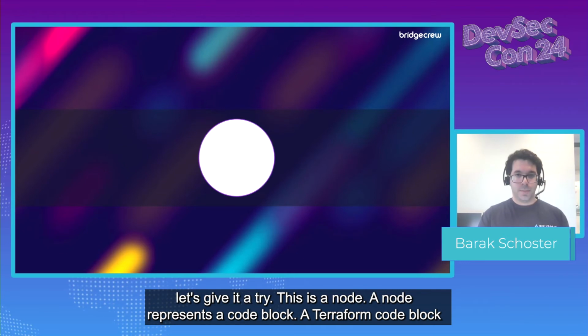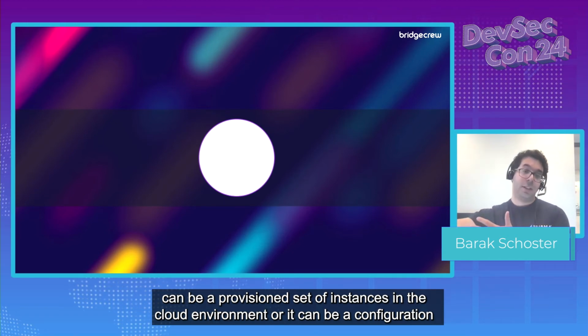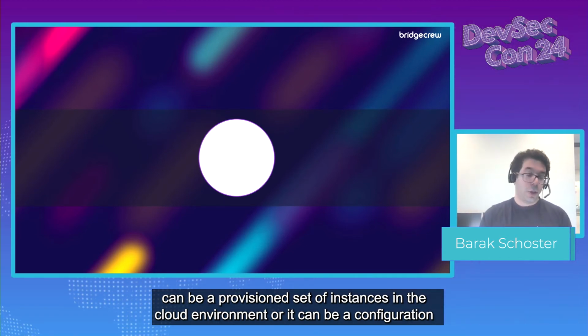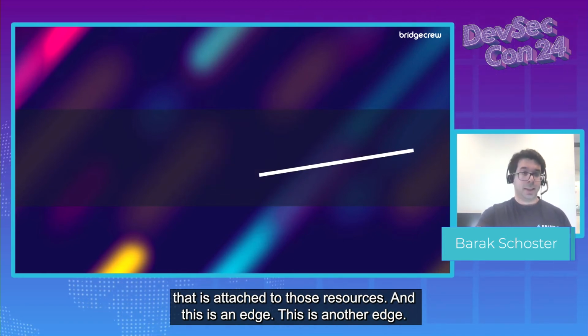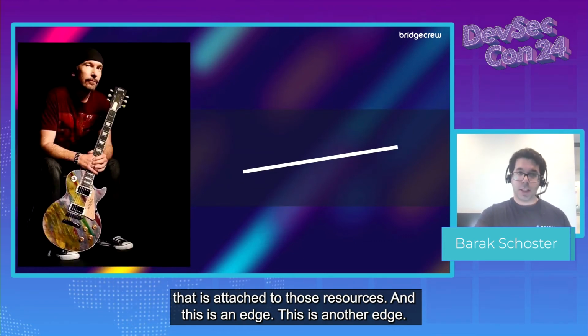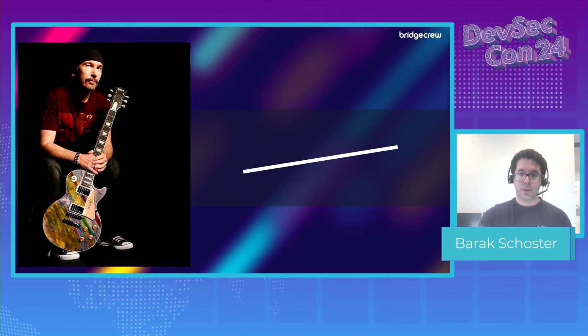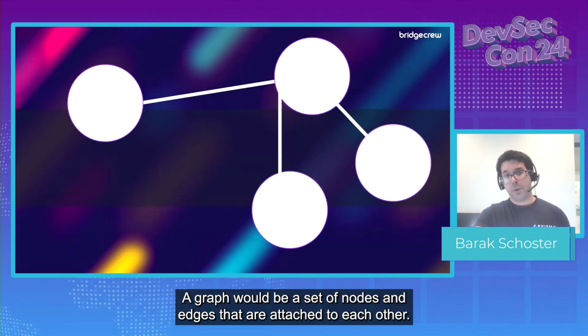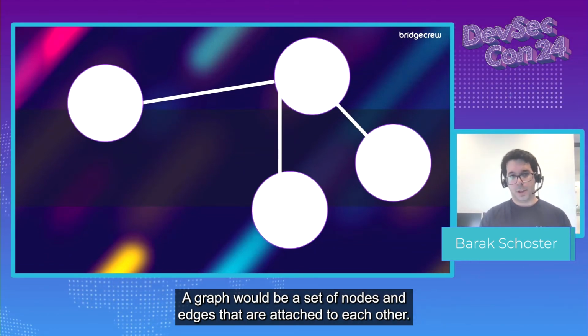This is a node. A node represents a code block. A Terraform code block can be a provisioned set of instances in the cloud environment, or it can be a configuration that is attached to those resources. And this is an edge. This is another edge. The edges represent a relationship between different nodes, in our case, in the cloud. A graph would be a set of nodes and edges that are attached to each other.